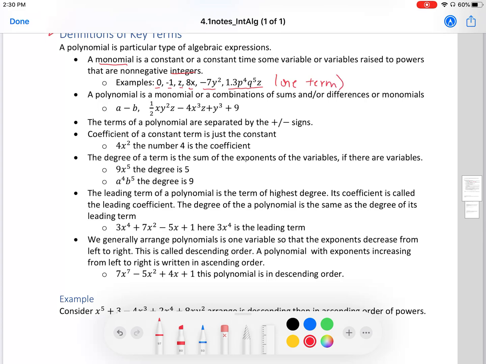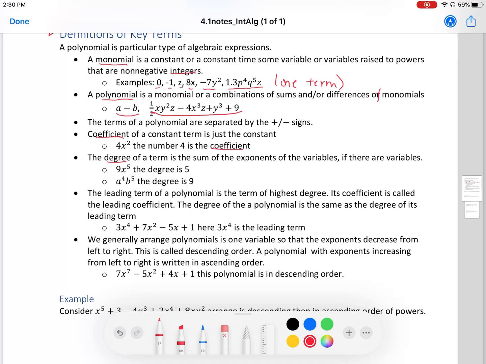A polynomial is a monomial or combinations of sums or differences of other monomials. So like a plus b is a polynomial, so is 1/2 xz squared or y squared z minus 4x cubed z plus y cubed plus 9. The terms of a polynomial are separated by the plus and minus signs. The coefficient of a constant term is just the constant. So in 4x squared, the number 4 is a coefficient. It's that leading number.